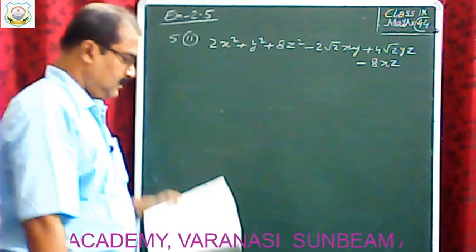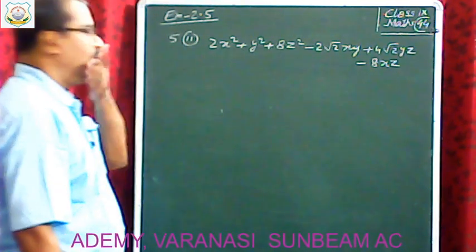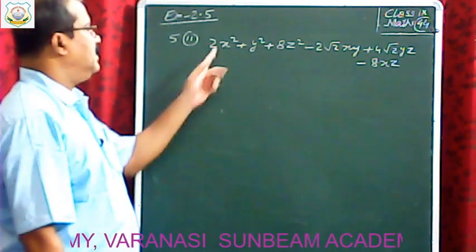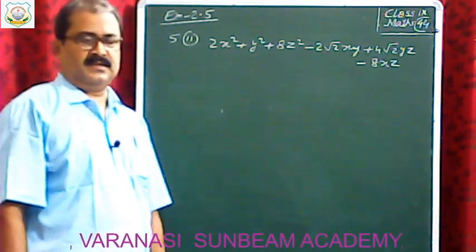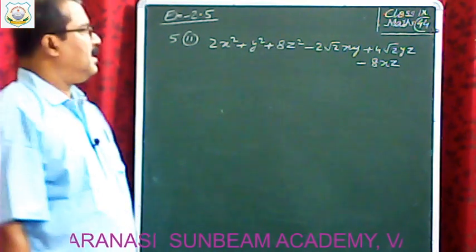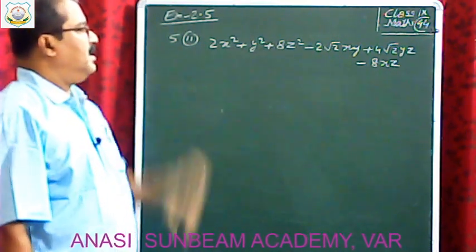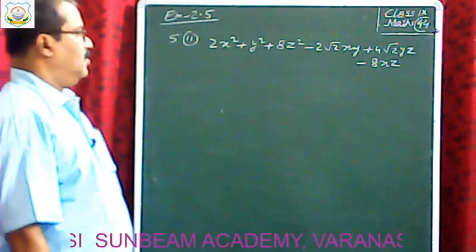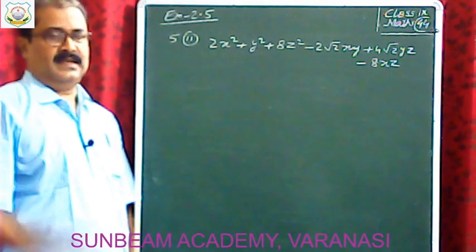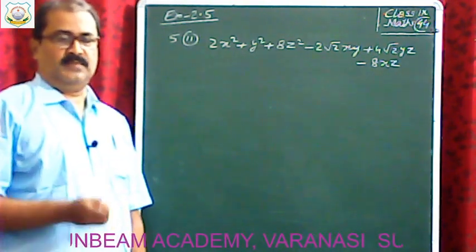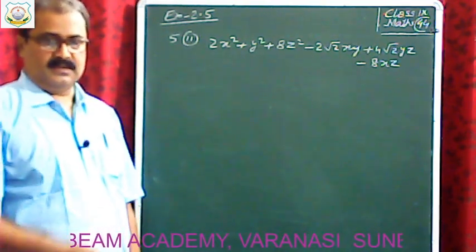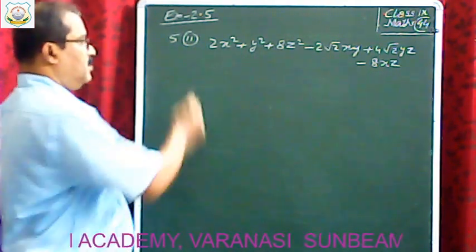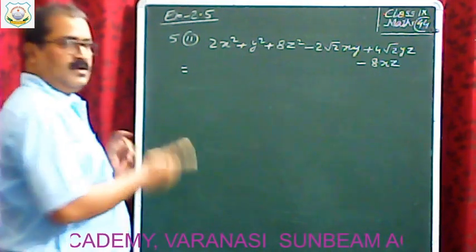Okay. So counting and coding. Count how many terms are there. 1, 2, 3, 4, 5, 6. 6 terms are there. Okay. 3 are perfect square terms. So what we have to do? We have to formulate according to identity, that is a square plus b square plus c square plus 2ab plus 2bc plus 2ca. 6 terms are there. Out of 6, 3 are perfect square terms. To make it a perfect square term first, 2 itself is not a perfect square number.